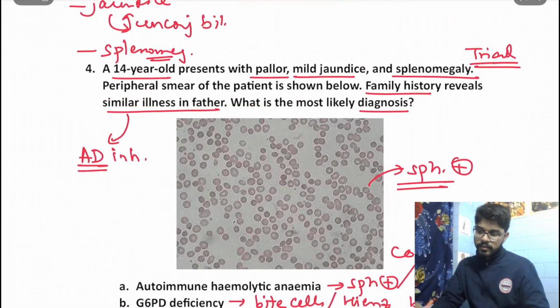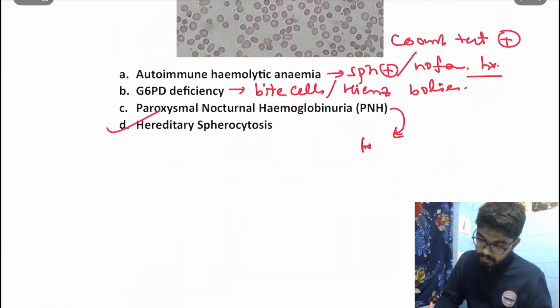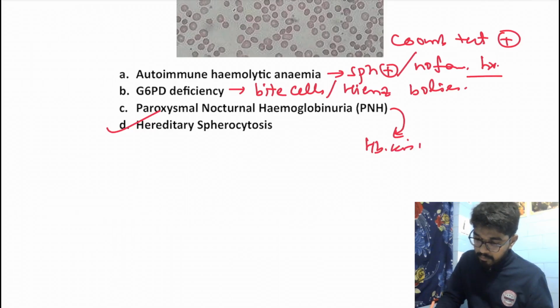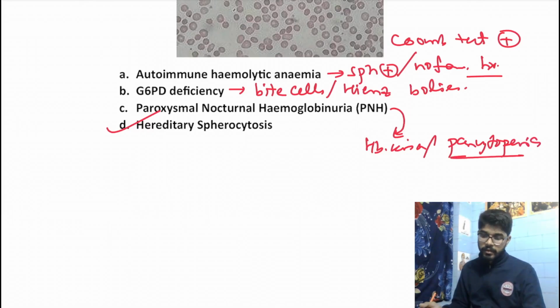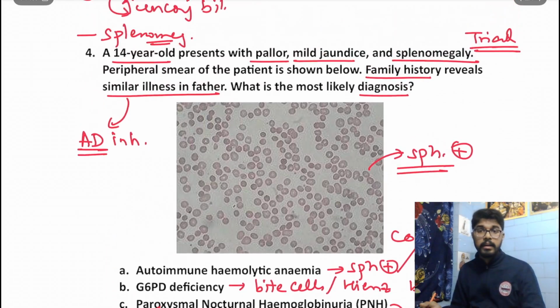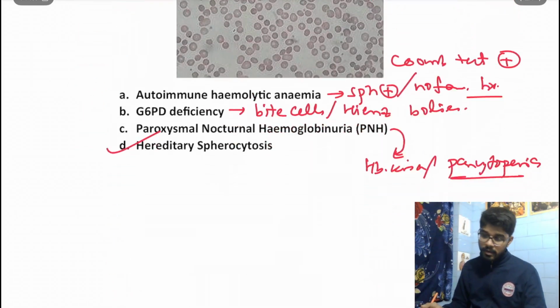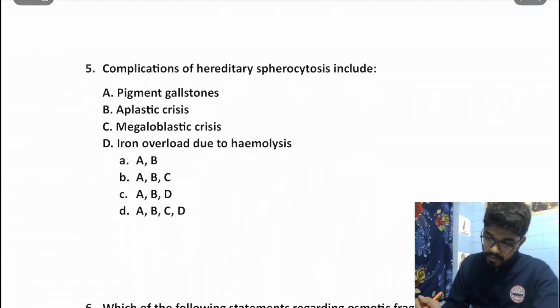In paroxysmal nocturnal hemoglobinuria, it does not present with this triad, right? It would present with hemoglobinuria. There would be features of pancytopenia, right? The presentation would be completely different in PNH. Okay. Over here, that's why our answer would be hereditary spherocytosis. Okay. Moving on to the next question.